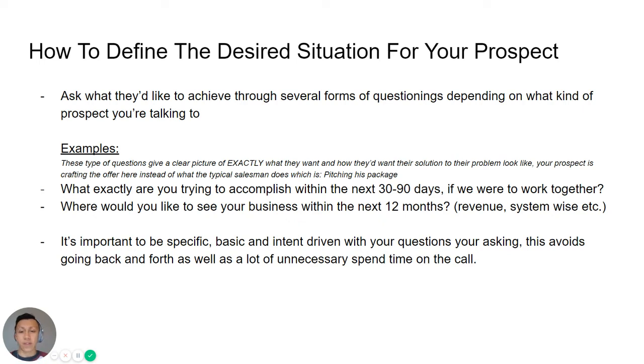And then after asking the right series of questions, after you define the painful situation that they're in, and clearly have a good picture of it from your point of view, you want to go ahead and define the desired situation for your prospect. Then again, ask what they'd like to achieve through several forms of questioning, depending on what kind of prospect you're talking to, inbound or outbound. Because really the thing with inbound, it gives you a lot of authority. They already trust you. So they go over that trust hurdle as well, that value hurdle, because usually people will come inbound. They already know who you are, right? Otherwise, they wouldn't book in a meeting.